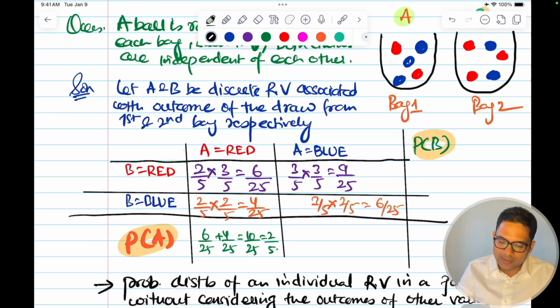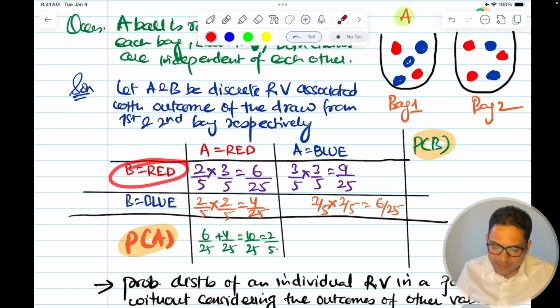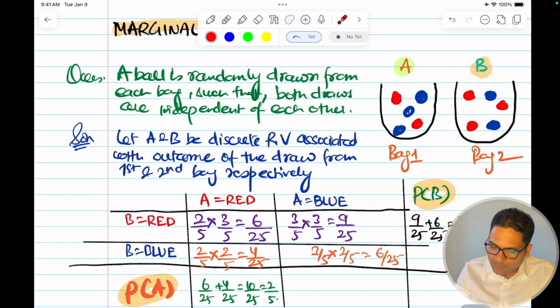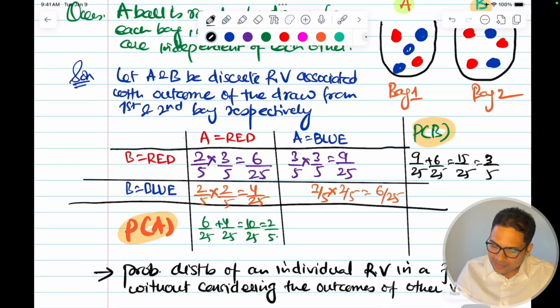So what will be the probability of B here now? Getting a red ball in the second draw, sum it up this way. What will be the value? That will be equal to 9 by 25 plus 6 by 25. This is equal to 15 by 25. So getting a red ball in the second draw is 3 by 5. Similarly, this is 4 by 25 plus 6 by 25. This is equal to 10 by 25, which is equal to 2 by 5.